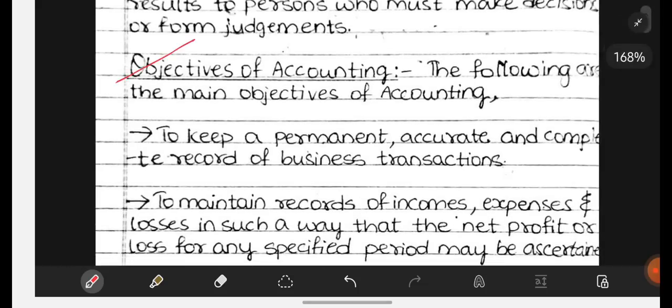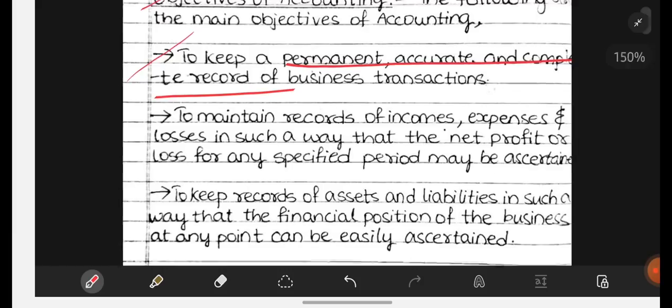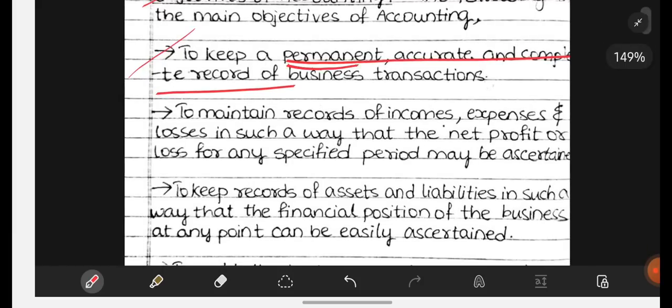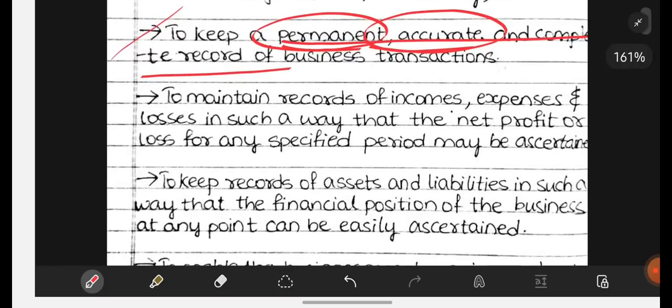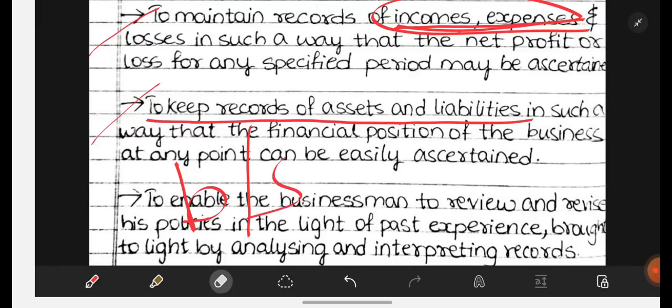Okay, let us see the objectives. To keep a permanent, accurate and complete record of business transactions. Yes or no? A permanent, accurate and complete record of the business transactions, purchases, sales, everything will be included in this. To maintain records of incomes and expenses. So what is the gain, what is the expense or loss, we will come to know with the help of accounts. To keep records of assets and liabilities in the balance sheet. In the balance sheet we will have assets and liabilities, no?